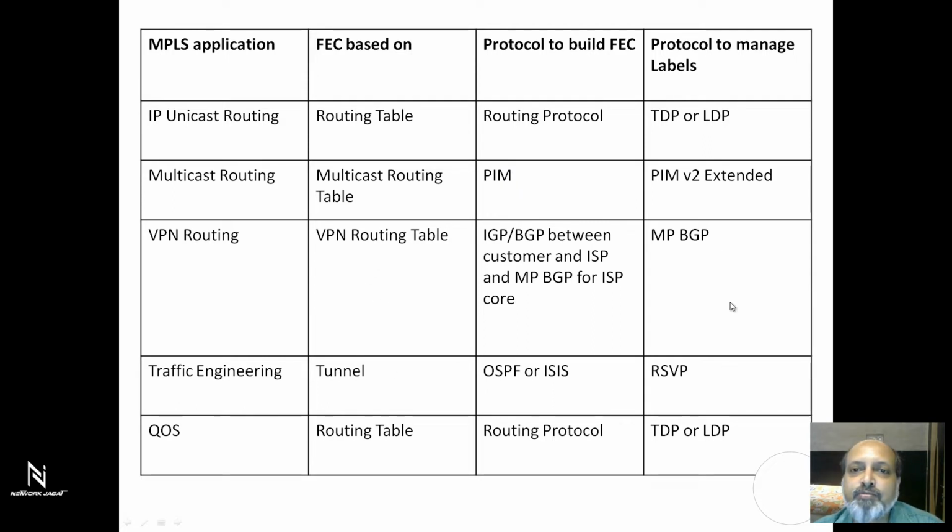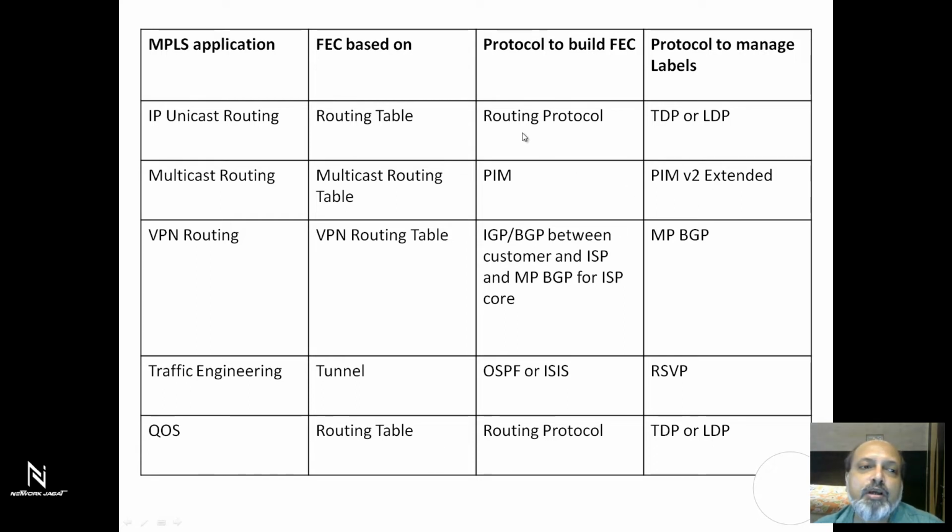For VPN routing, the FEC is actually built by a combination of IGP or any interior gateway protocol and border gateway protocol or BGP between the customer and ISP, and MP-BGP for the ISP core. I'll be moving into these details later on. And for traffic engineering, the FEC is entirely dependent on any kind of link state protocol. It can be OSPF or IS-IS. For quality of service, it can depend on any routing protocol.